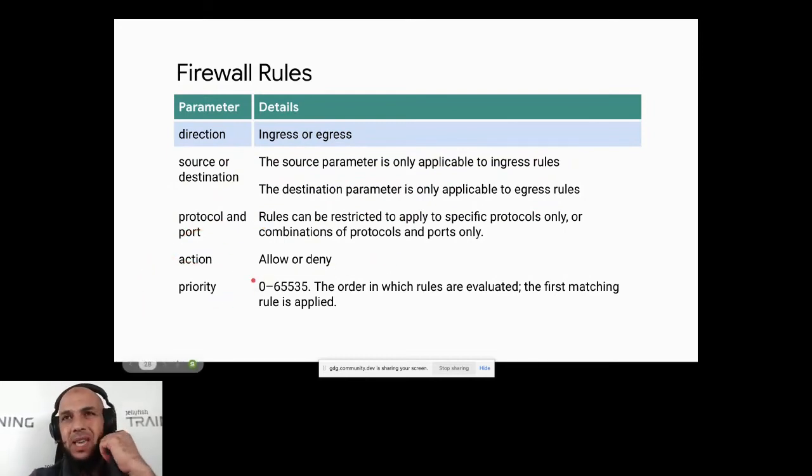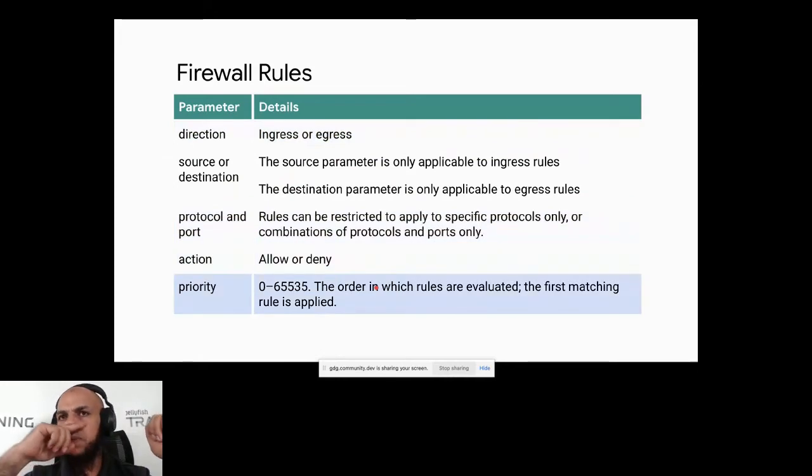And then you have another very, very interesting feature here, which is priority. And this will basically help me decide, if I have two conflicting firewall rules, so one is saying allow and one saying deny for the very same configuration when it comes to direction, source, protocol, and ports, but the action is conflicting. The same rule, one will be saying allow, the other one saying deny. We resolve to the priority.